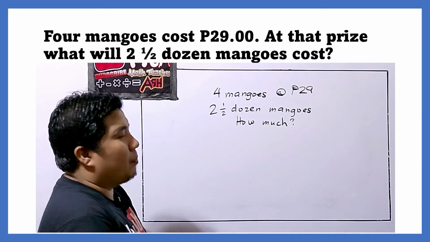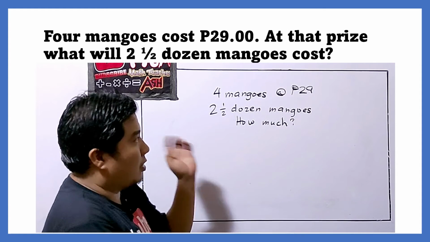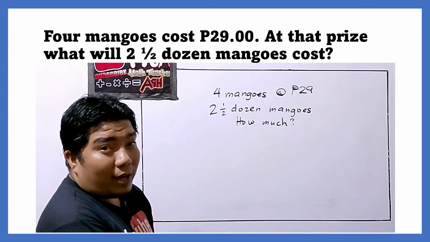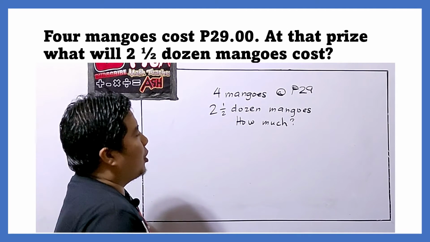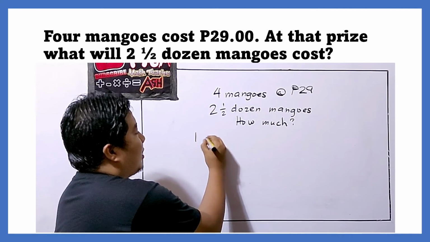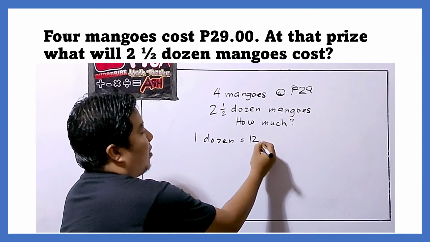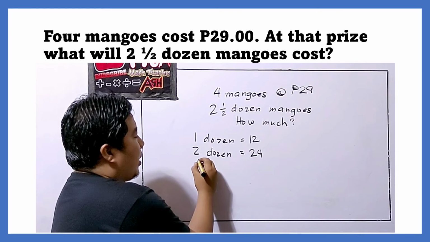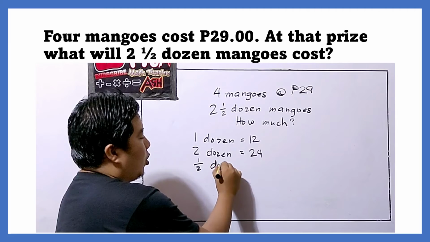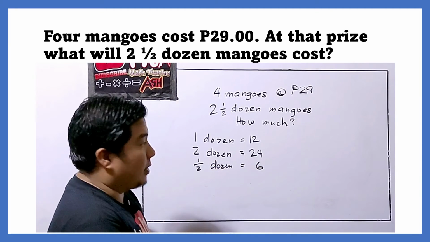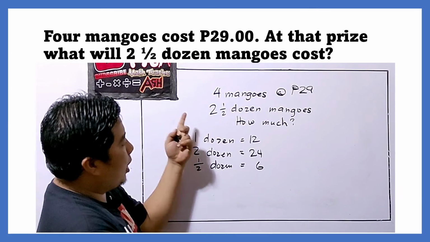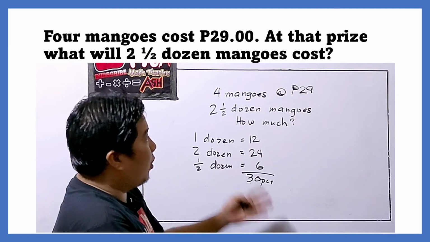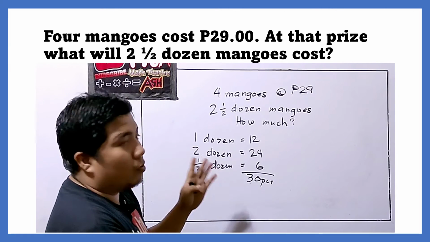And okay, math learners, for this problem, it was said that 4 mangoes cost 29 pesos. Now, how much will it cost if you buy 2 1/2 dozen mangoes? Remember that in 1 dozen, there are 12 pieces. Of course, if you have 2 dozen, you have 24 pieces. And if you want to get 1/2 of the dozen, you only have 6 pieces. Of course, 2 1/2 dozen is a combination of 24 pieces and 6 pieces, giving you 30 pieces. Therefore, how much will 30 pieces of mangoes cost?